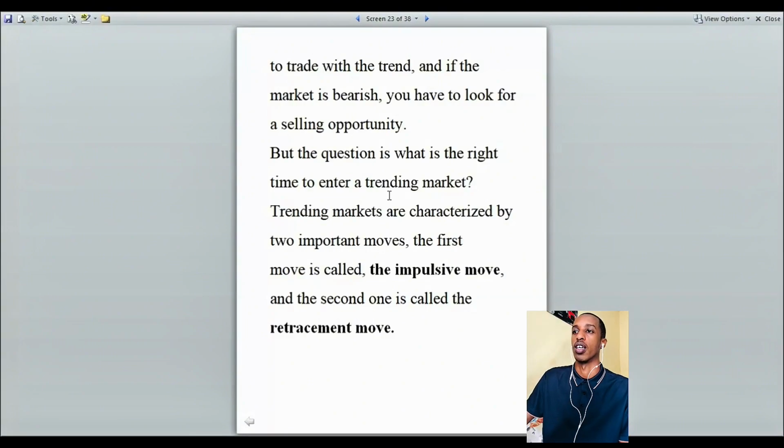So trending markets are characterized by two important moves. The first move is called the impulsive move, and the second is called the retracement move.